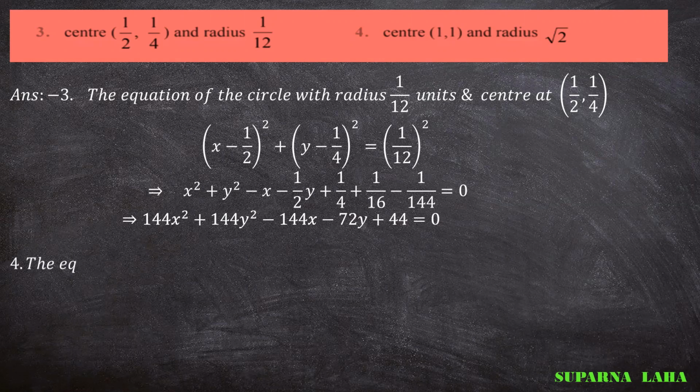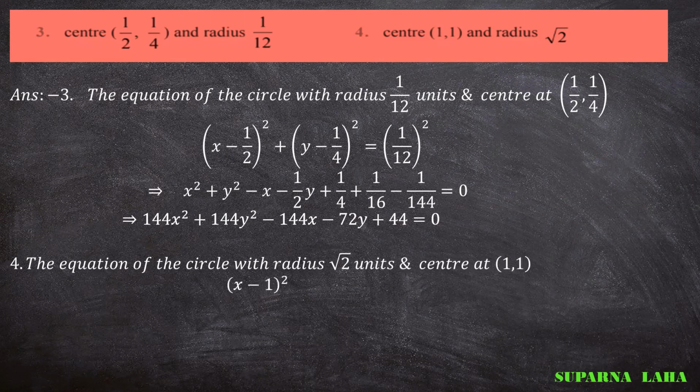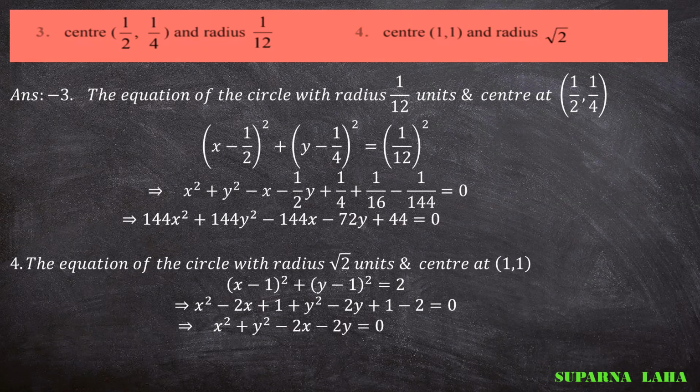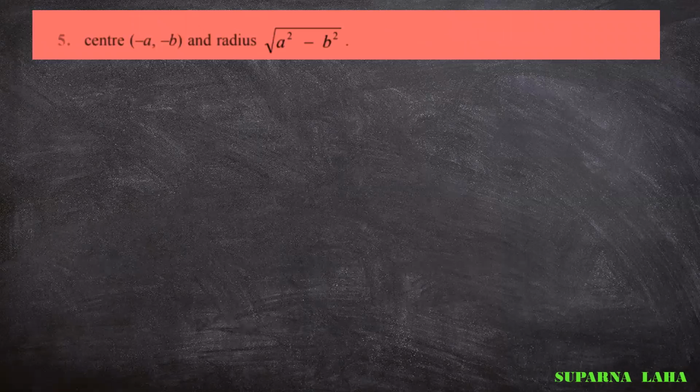Question number 4. The center is (1, 1) and the radius is root 2. So (x minus 1) the whole square plus (y minus 1) the whole square is equal to root 2 square, that is equal to 2. And break the squares. x square plus y square minus 2x minus 2y equals 0. Next, question number 5.